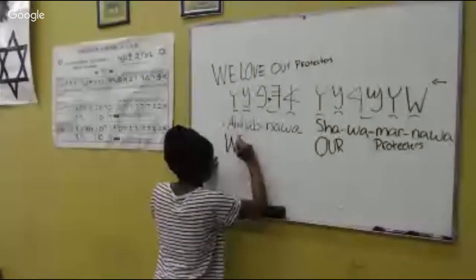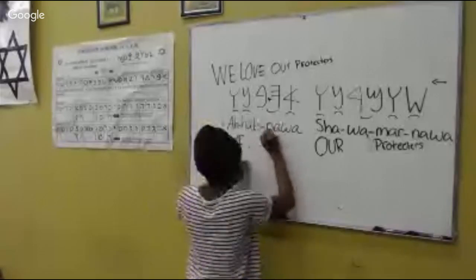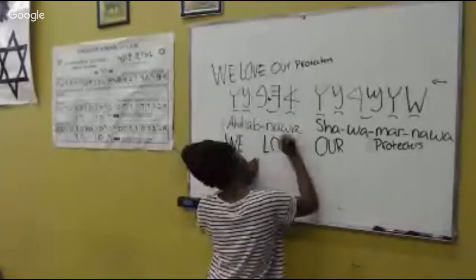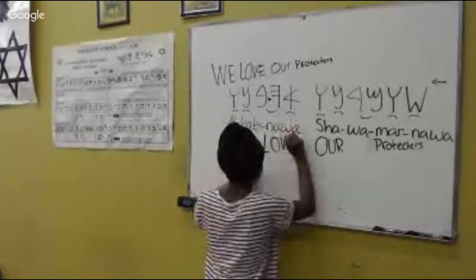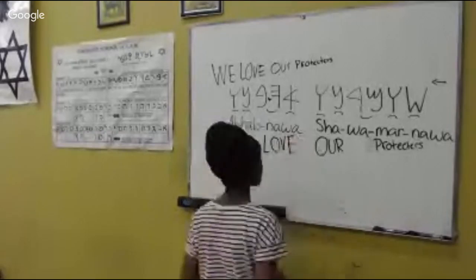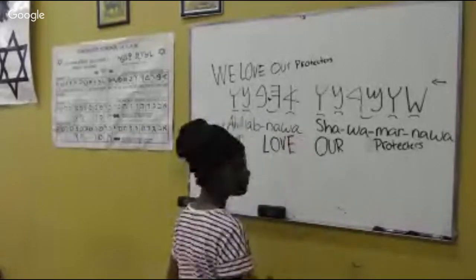The word now means we, us, or our. You can use it for anyone. The shortened version of that is now. That's the part that goes on the end of words. So we love our protectors.